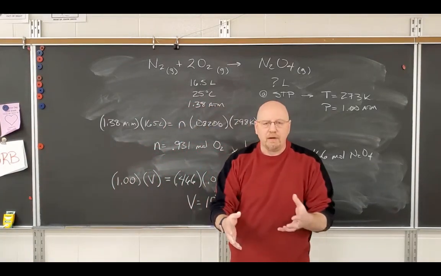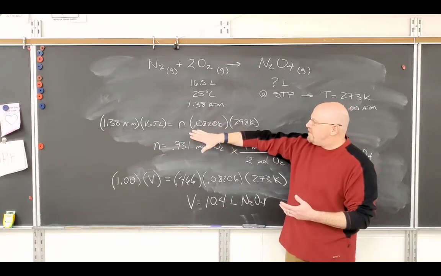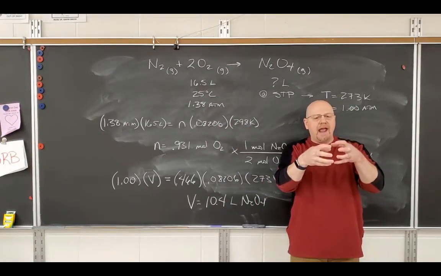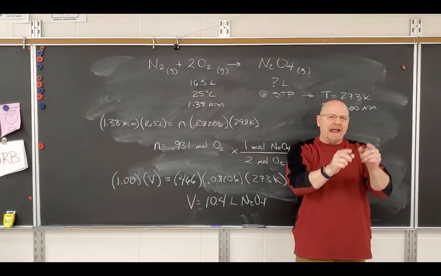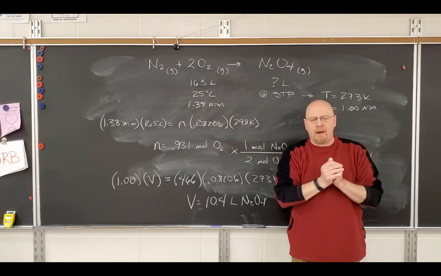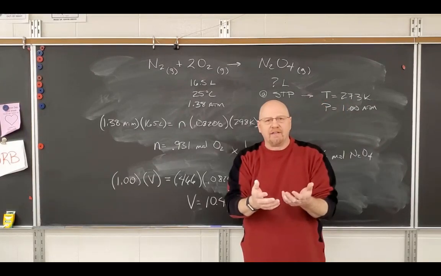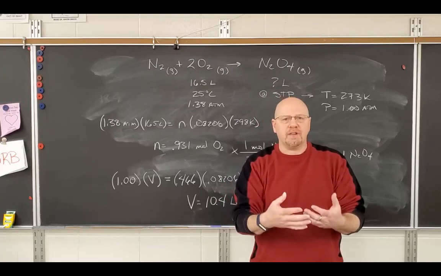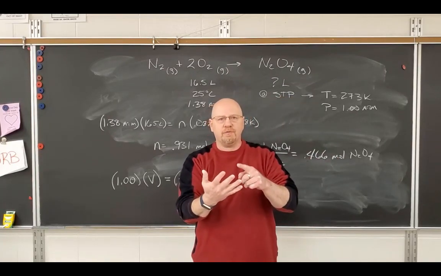So in summary, our ideal gas law, PV equals nRT, is a replacement for a step in our stoichiometry problems, because we don't deal with gases in grams. We deal with gases in pressures, volumes, and temperatures.